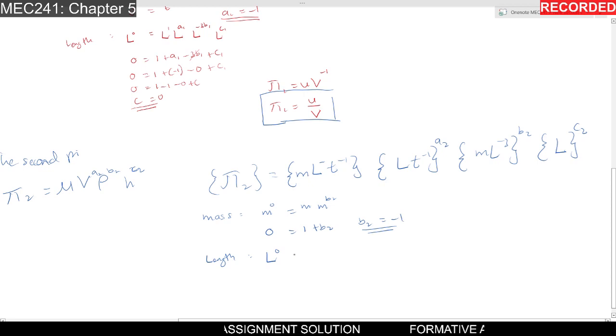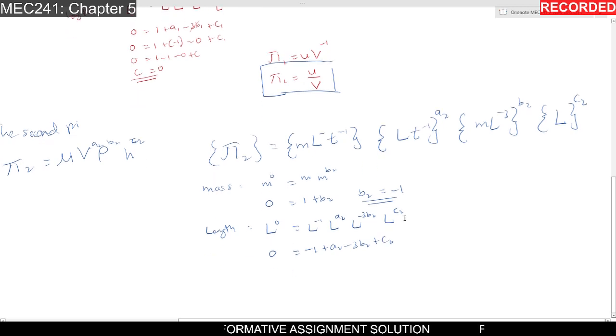And then for the length, L to the power of 0 equal to, here is length to the power of minus 1, and here is length to the power of a2, here is length to the power of minus 3b2, and here is length to the power of c2. So you will get 0 equal to minus 1 plus a2 minus 3b2 plus c2. We cannot solve this equation yet because we just know the value of b. We do not know the value of a and c. So we skip first.